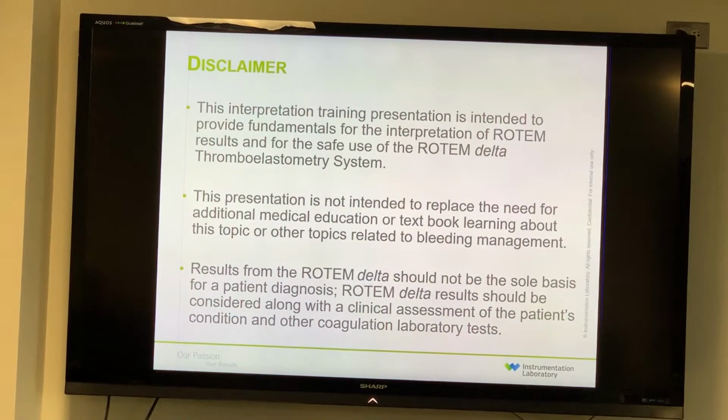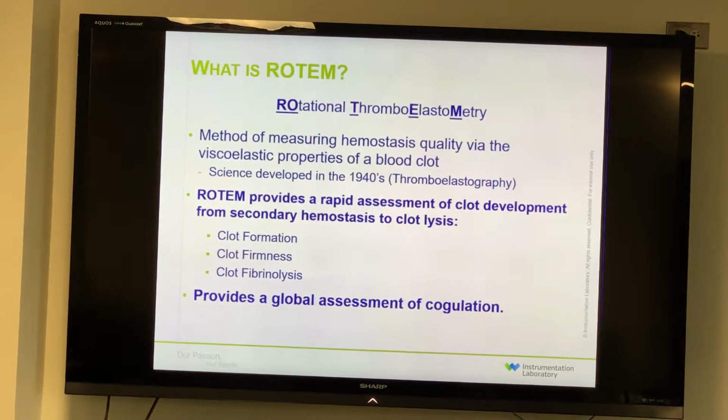So obviously, disclaimer is I'm not a doctor, and Rotem should not be the sole basis for your diagnosis or replacement of any textbook education. So what is Rotem?